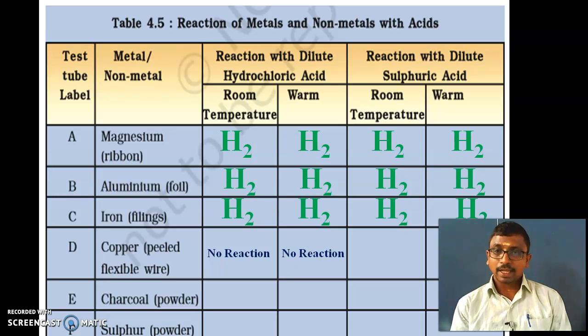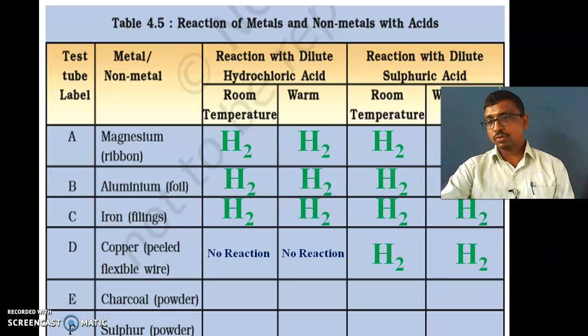And in the reaction with dilute sulfuric acid, copper will form copper sulfate and hydrogen gas is liberated. And when we heat it also, the hydrogen gas liberation will be faster.